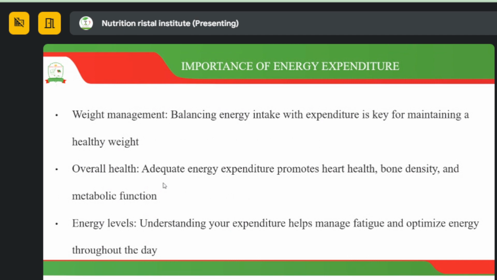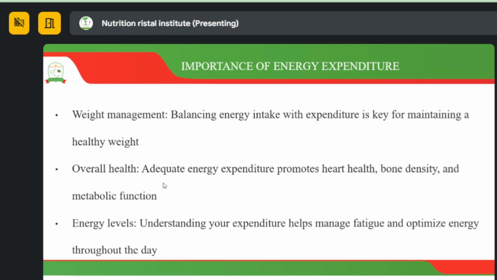And then the second is overall health. Adequate energy expenditure promotes heart health, bone density, and metabolic function. So if you have a way of spending your energy, you generally feel healthy. That's why people who exercise and do physical activities keep improving their overall health, because the body system gets to utilize this energy, you get better metabolic functioning, and you have improved heart health. There are also some scientifically proven benefits of exercise. Those are some of the advantages, and it really improves your overall health. If you understand energy expenditure and practice it well, you can have better overall health.